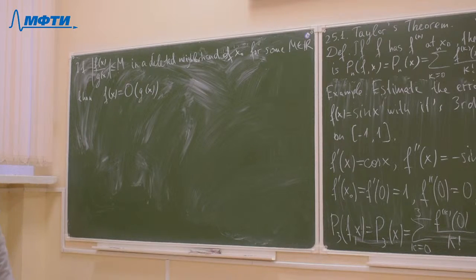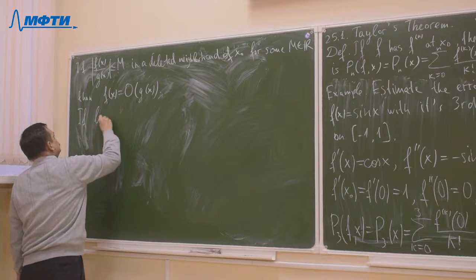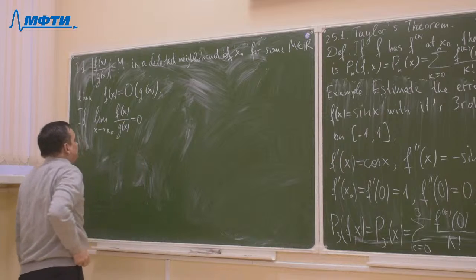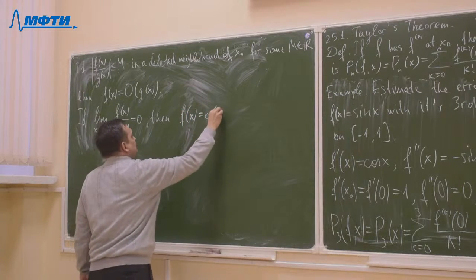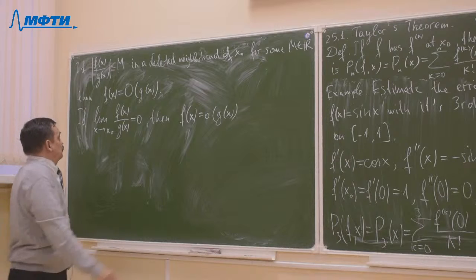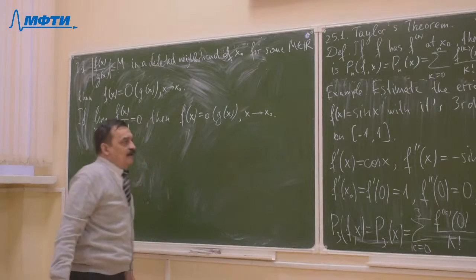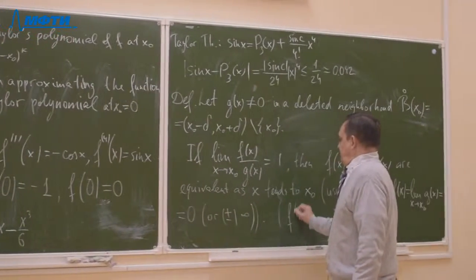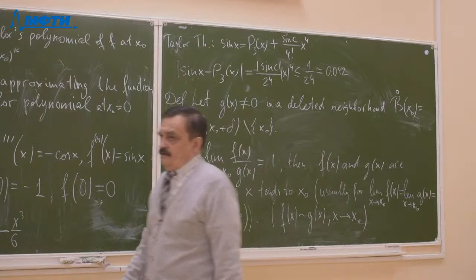Big O. And if the limit as x tends to x naught of f of x over g of x equals 0, then f of x is little o of g of x. Little o. And usually we should add here x tends to x naught. And I forgot to write the notation for equivalence. f of x is equivalent to g of x as x tends to x naught. That is the notation.